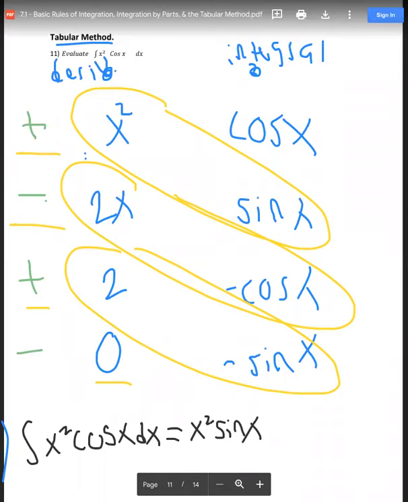2x times negative cosine of x is negative 2x cosine of x. Remember the negative, so it actually becomes positive 2x cosine of x. The last one, 2 times negative sine of x, we leave it positive, so it just stays as negative 2 sine of x plus c, and that's the answer.